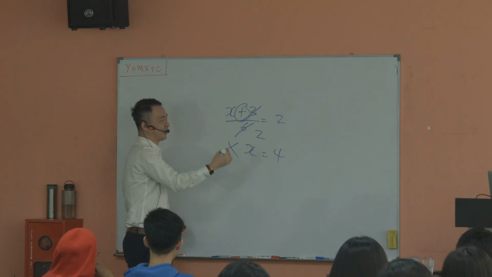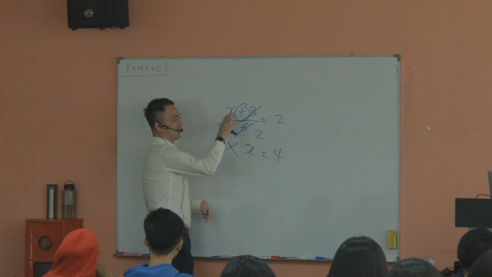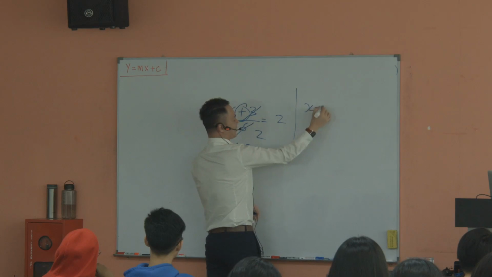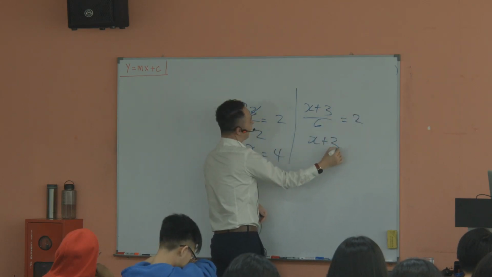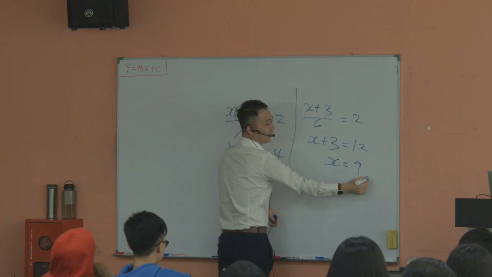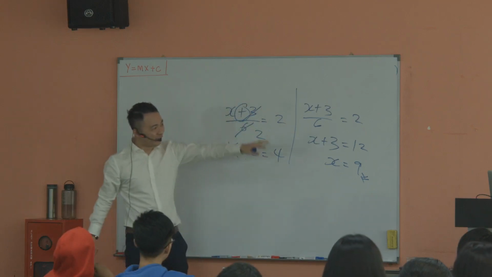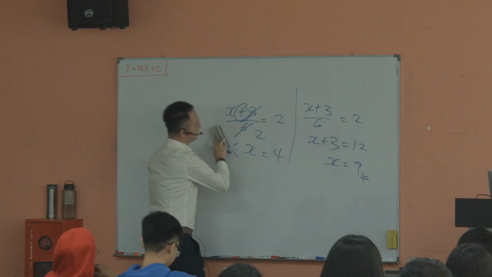Alright. So what you can do is basically you need to move this one to the other side, and then you minus. So you will get x plus 3 over 6 equals to 2. Then x plus 3 equals to 12. X equals to 9. Alright. And of course I will show you why that one is wrong also. If you're wondering, maybe I lied to you.